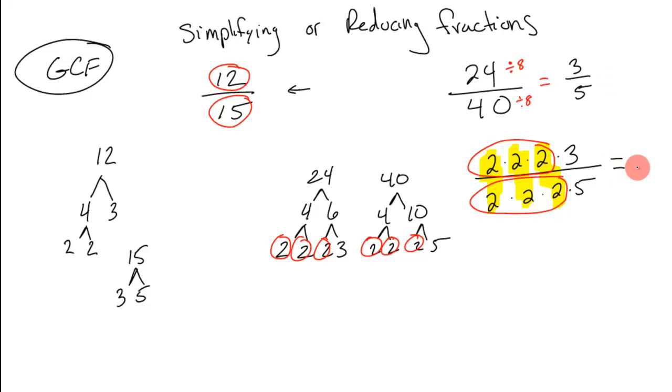And that's the same thing I get below here, because each of these 2's divide out. 2 divided by 2 is 1. 2 divided by 2 is 1. 2 divided by 2 is 1. Left with 3/5.